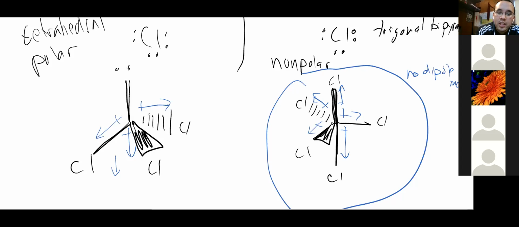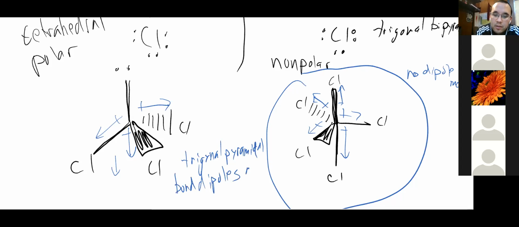And then you could say that this one, it is trigonal pyramidal. And then the bond dipoles for the chlorine don't cancel out. Because they don't cancel out, then it's going to have a dipole moment.